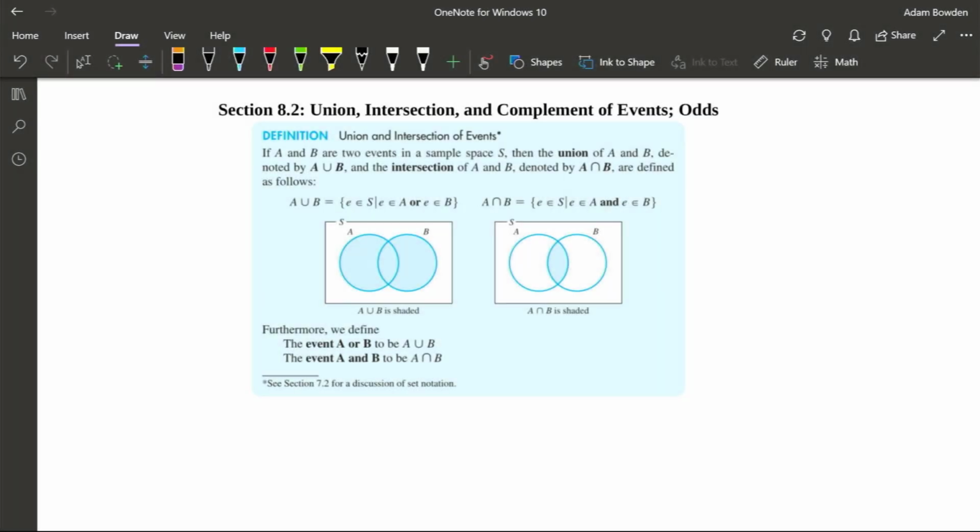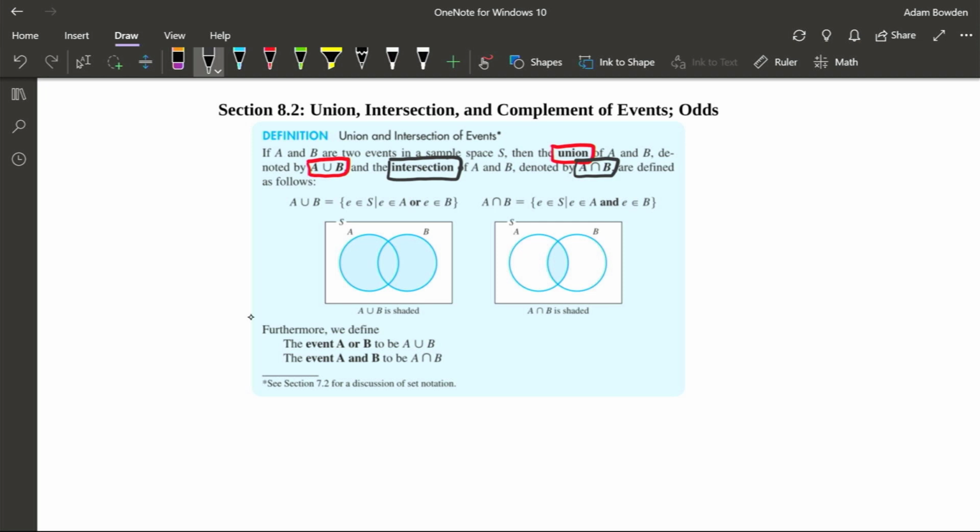In section 8.2, we're going to talk about the union, intersection, and complement of events, along with odds of events as well. And here is the definition of what they call union and intersection. The takeaway from all this is that the union is denoted by this symbol here, A union B, and the intersection is denoted by this symbol here for intersection.